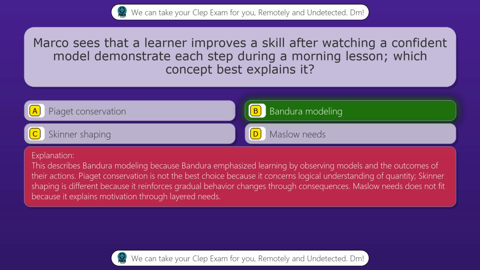This describes Bandura modeling because Bandura emphasized learning by observing models and the outcomes of their actions. Piaget conservation is not the best choice because it concerns logical understanding of quantity. Skinner shaping is different because it reinforces gradual behavior changes through consequences. Maslow needs does not fit because it explains motivation through layered needs.